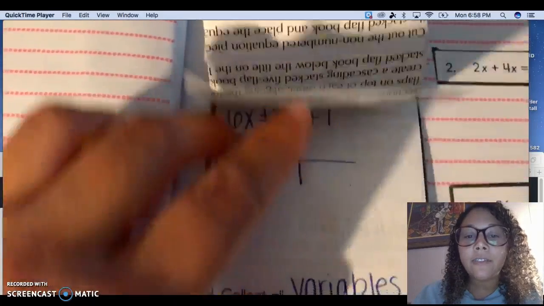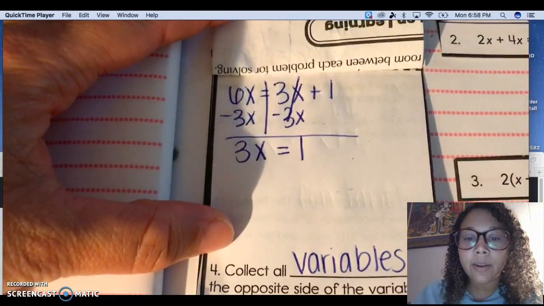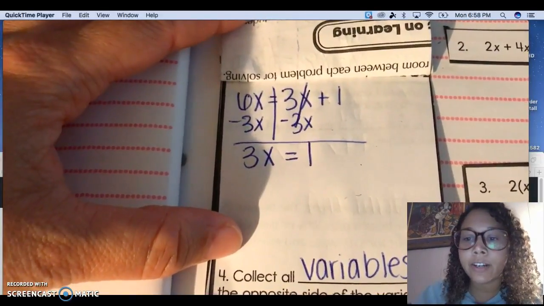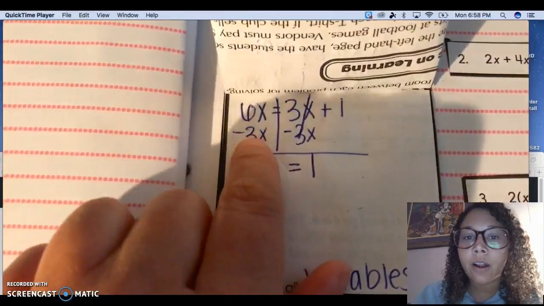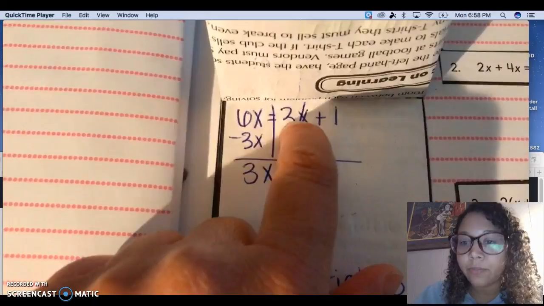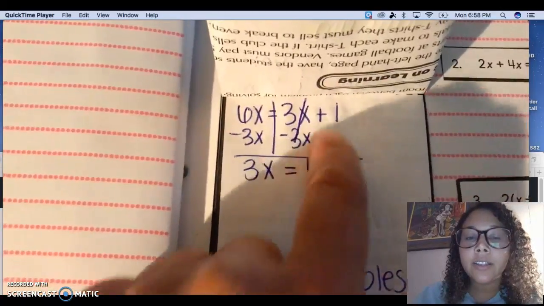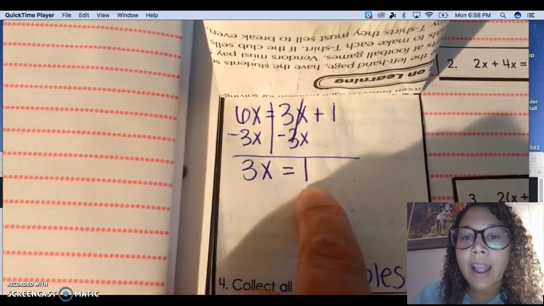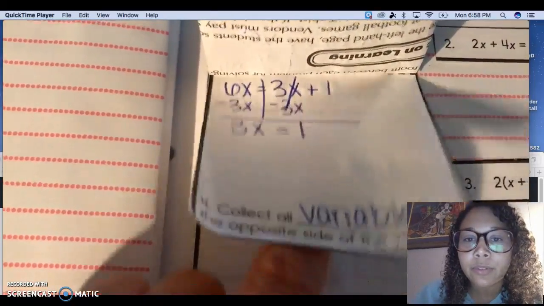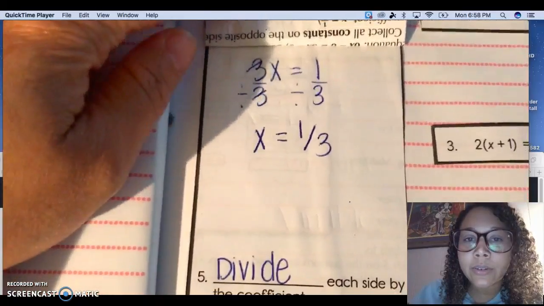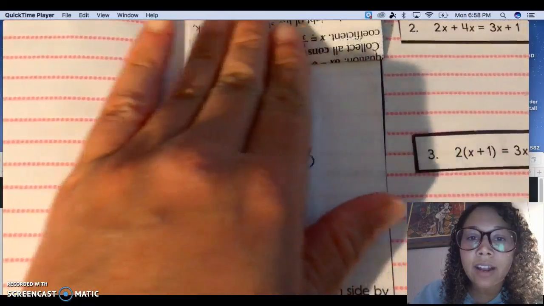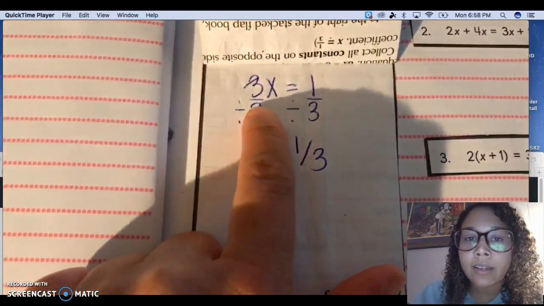Okay, so for number 4, we're going to collect all the variables on the opposite side. So again, the variable, that is a vocabulary term. A variable refers to our letter, something that can change. So you can see on the right hand side I've got this 3x. I want it to go away. It's positive now, so I'm going to subtract, and then I'm going to cancel out the 3s. And then on the left side I've got 3x is equal to 1.